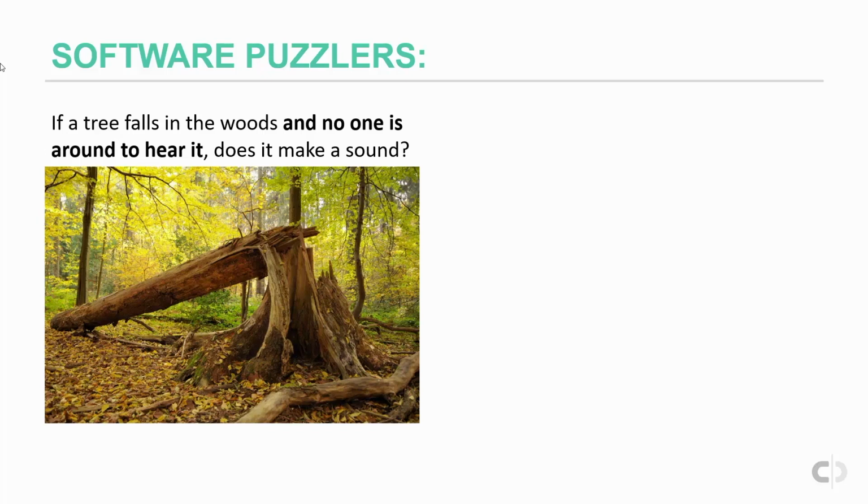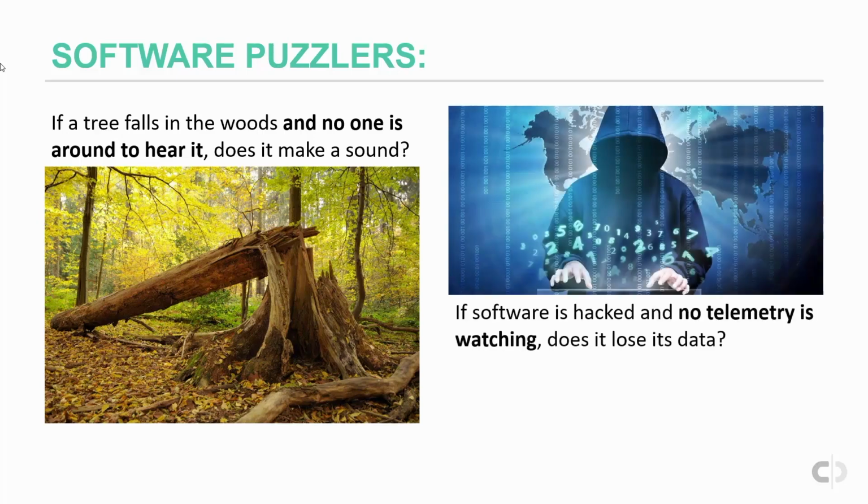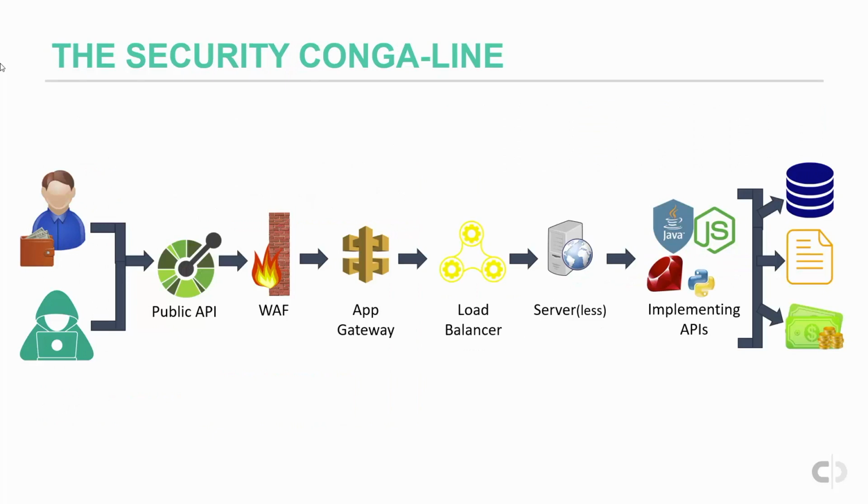But if we take this same koan into the realm of application security, what we can ask is, if software is hacked and there's no telemetry watching, does it still lose its data? And the answer to this is yes. If somebody hacks an application and you're not watching, they're still in there, and they're actually in there for a lot longer because now they're able to just operate and you don't know about it. In that same vein, if a tree falls in the woods, it is still going to make a sound. It just so happens that you won't be able to hear it.